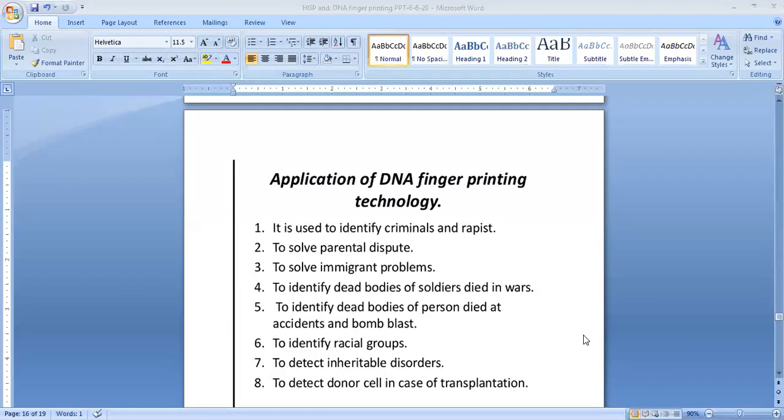So it is used to identify criminals and rapists, to solve parental disputes, to solve immigrant problems, to identify dead bodies of soldiers who died in war, to identify dead bodies of persons who died in accidents and bomb blasts, to identify racial groups, to detect inheritable disorders, to detect donor cell in case of transplantation. So it is very useful in our day-to-day life.